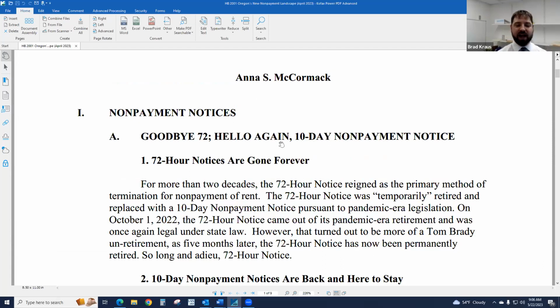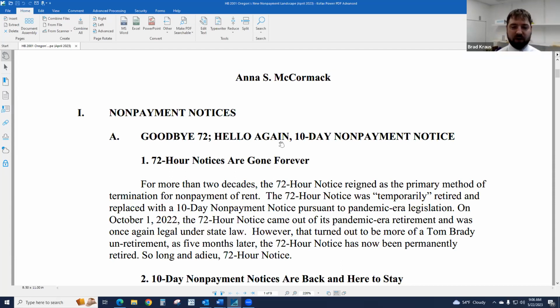And if you had asked me towards the end of the COVID times whether we were going to go back to 72-hour notices, I was of the opinion that no, we would not. I figured the legislature would make that a permanent thing, but we did. We went back to 72s for a little bit.